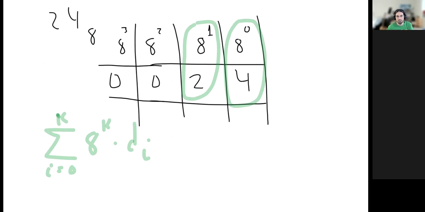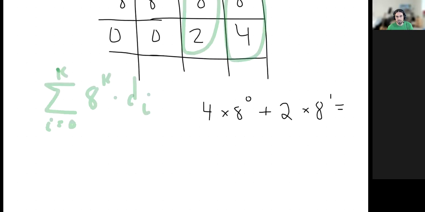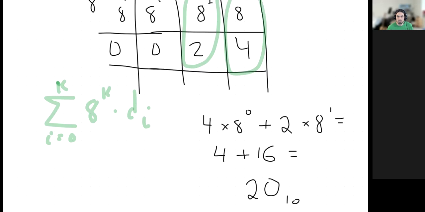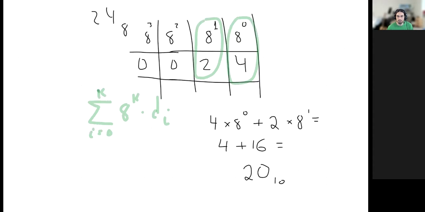So if I do right to left, I'm going to take the digit 4 times a to the power of 0, and I'm going to add the 2, that's the other digit, times a to the power of 1. If I do the math here, that's 4 times 1, because any number elevated to the 0 is 1, and then plus 2 times 8, which gives us 20 in base 10. So the 24 base 8 is 20 base 10.